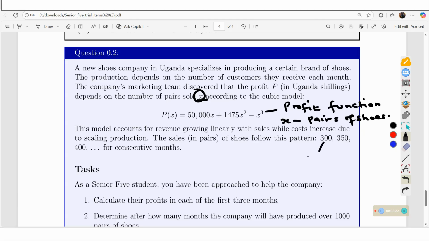And again, we are told the pairs of shoes that are sold depend on a pattern. In 1 month, 300 pairs are sold. In the next month, 350 pairs are sold. In the 3rd month, 400 pairs of shoes are sold. Meaning that you can easily predict the pairs of shoes that will be sold in the 4th month, the next month after they have sold the 400 pairs. This follows a predictable pattern, and this pattern is what we call the arithmetic sequence.